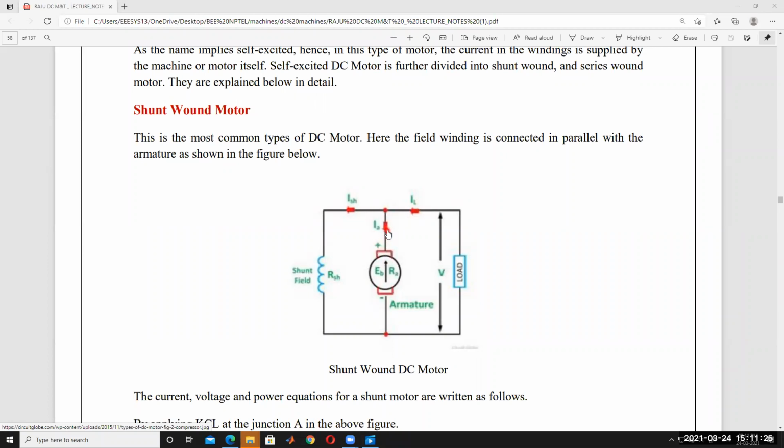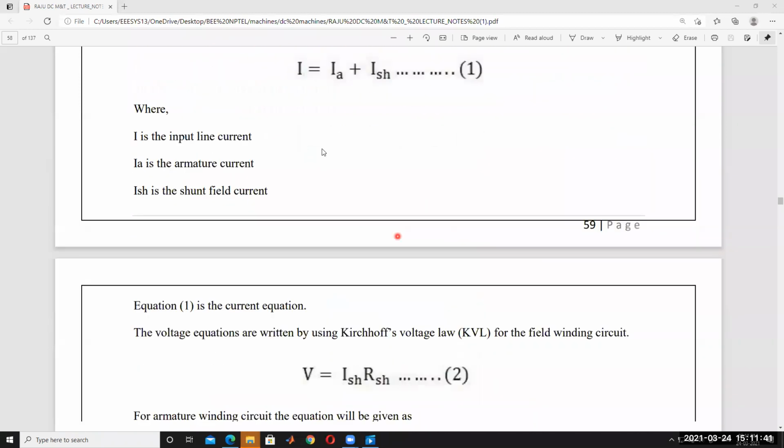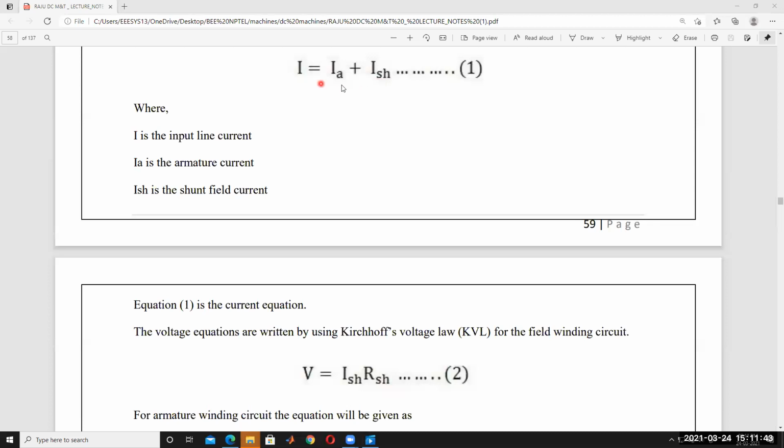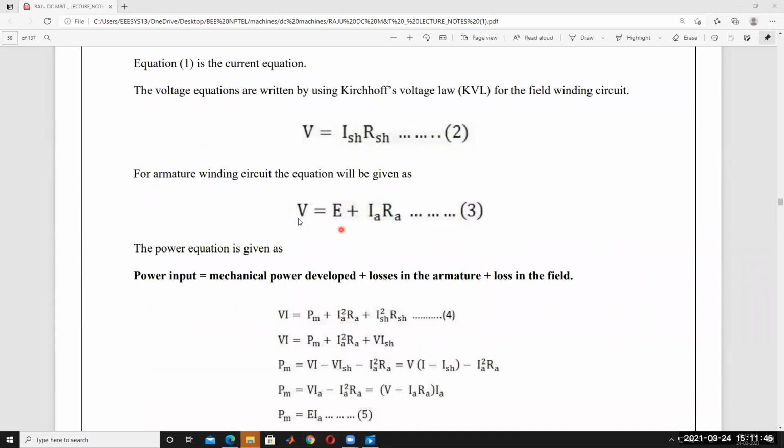But in a generator, Ia is equal to IL plus Ish. This current is equal to the addition of these two currents in a generator. The armature current leaves in a generator, but for a motor, the armature current is entering like this. So the line current is equal to Ish plus Ia. So V is equal to Eb plus Ia into Ra for a motor.